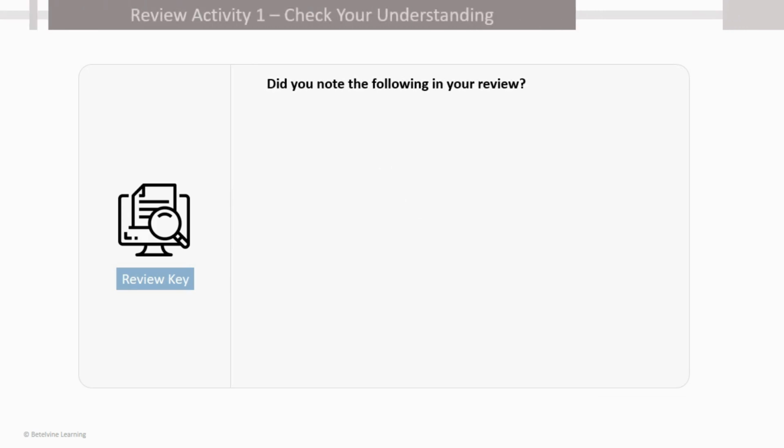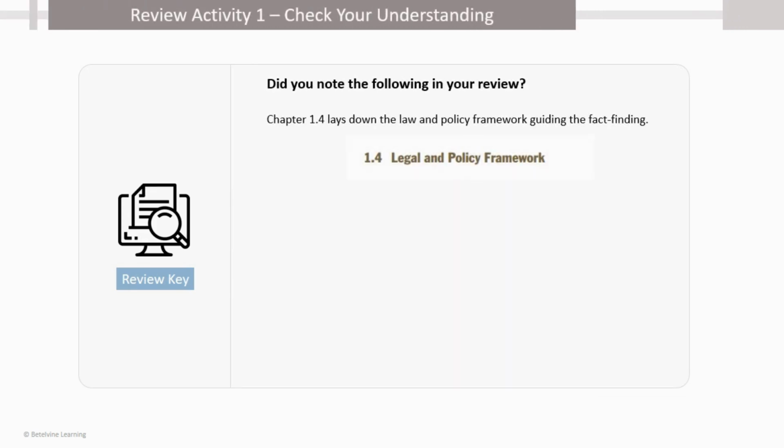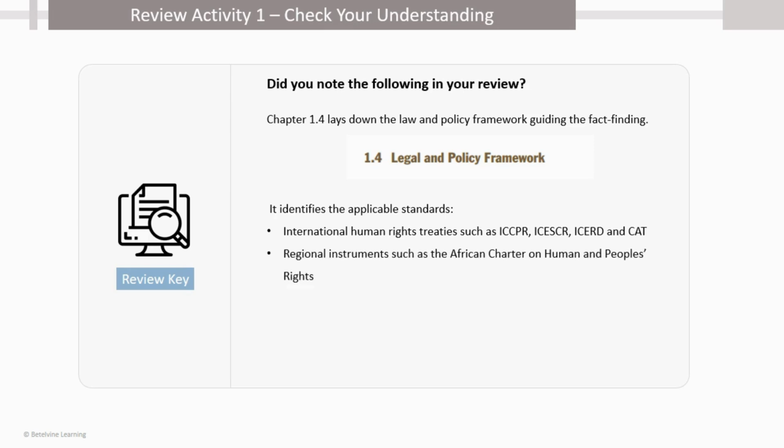Did you note that Chapter 1.4 lays down the law and policy framework guiding the fact-finding? It identifies the applicable standards that include international human rights treaties such as the ICCPR, ICESCR, ICERD, and the CAT, regional instruments such as the African Charter on Human and Peoples' Rights, and the domestic legal regulatory framework.